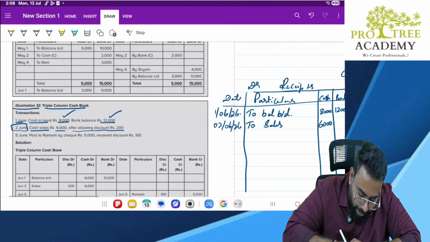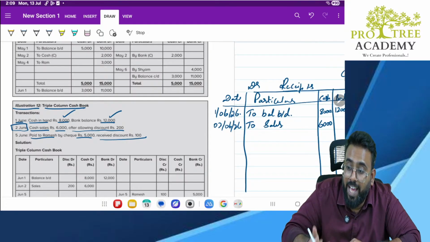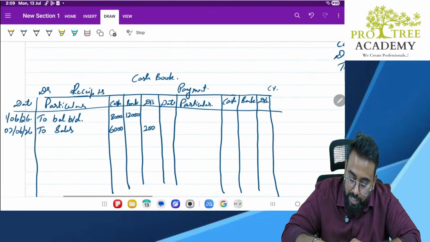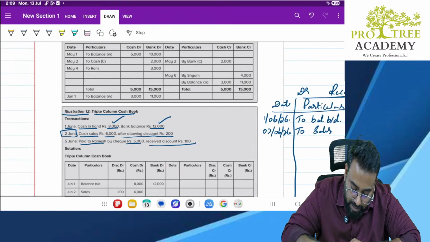Next, paid to Ramesh by check rupees 5,000, received discount 100. Now we are receiving the discount. So what is the entry? Are we paying or are we receiving the money? We are paying the money or receiving the money? Check here.